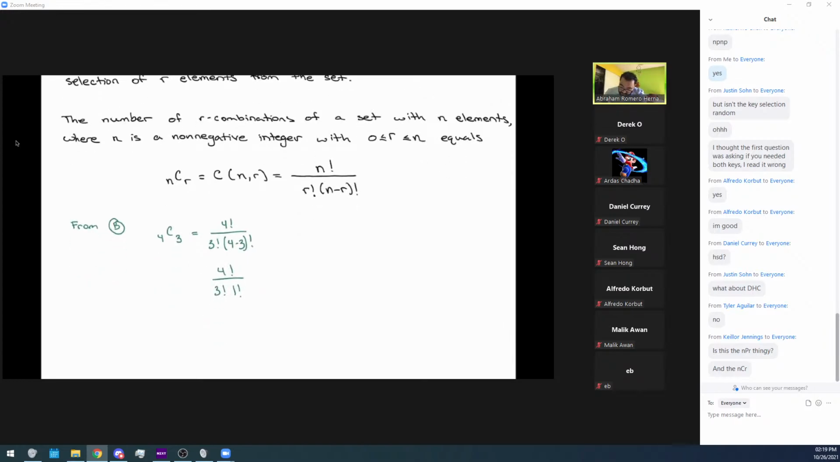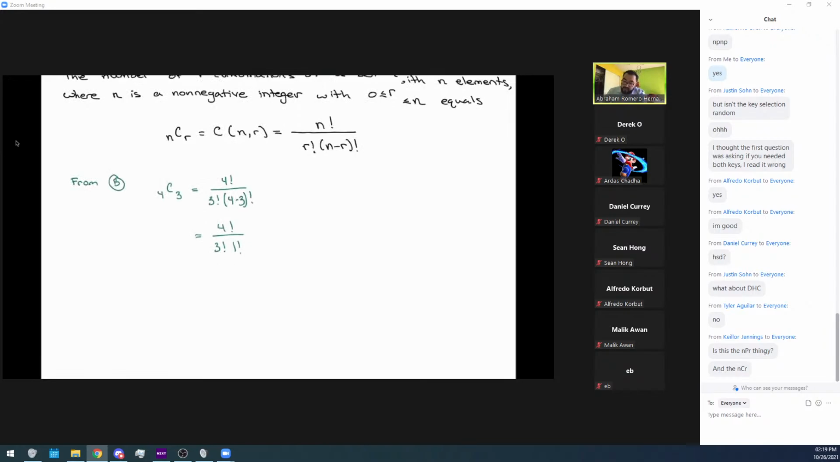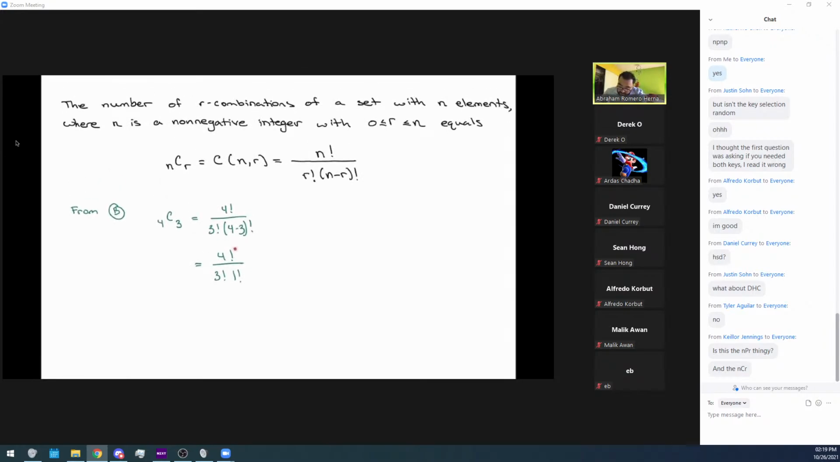Now to solve these by hand, I'm going to expand 4 factorial to the biggest one of these. So for that one, I'm just going to say 4 times 3 factorial, leave the 3 factorial, and the 1 factorial is just 1. The reason I'm expanding to 3 factorial is because notice that these are the same, so they're going to cancel each other out. So all I'm really left with is 4 divided by 1, which is just 4, which is the answer that we had earlier. 4 ways.